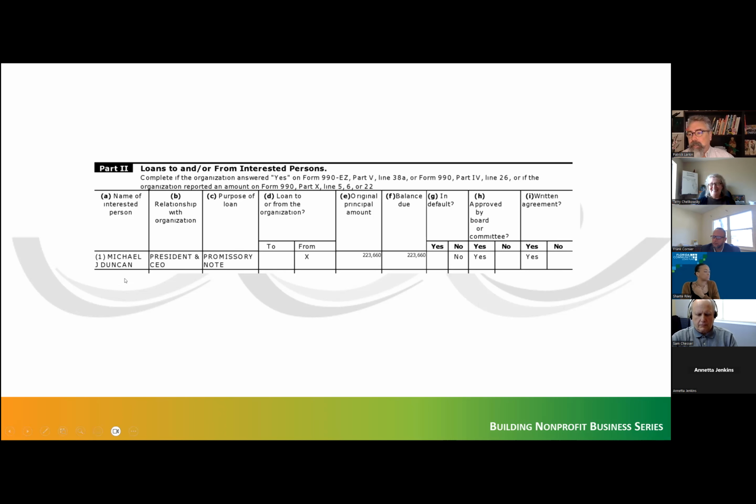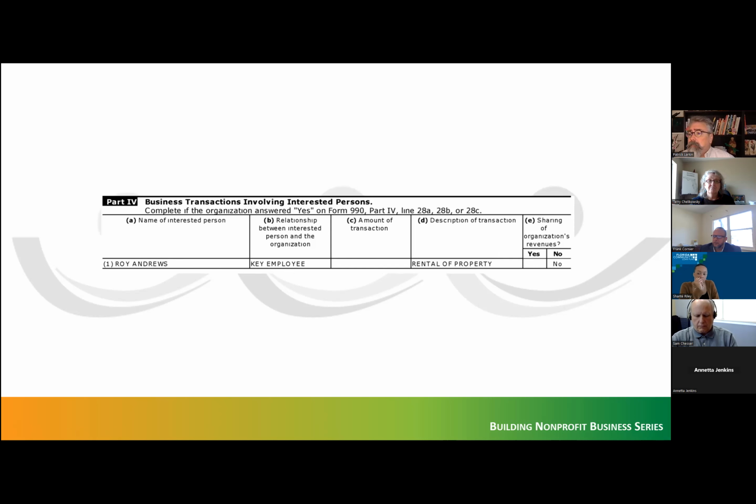This is another example regarding a loan. We've got the president and CEO. He's getting a loan from the organization. You can see the original amount. Is it in default? Was it approved by the board? And is there a written agreement? I have no idea why they're loaning $223,000 to him, but that would cause me to ask additional questions there. But it has to be disclosed.